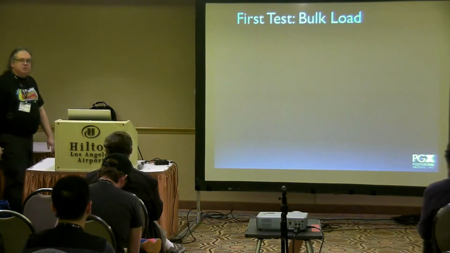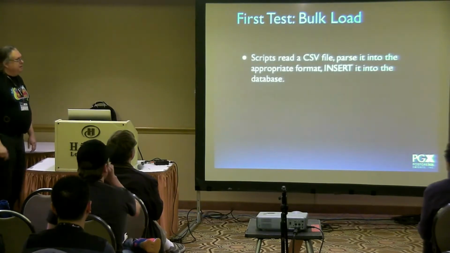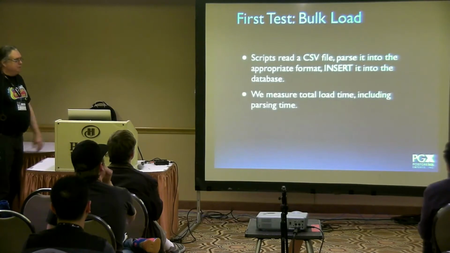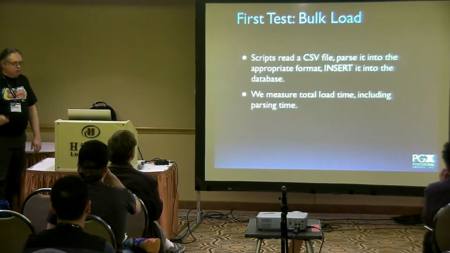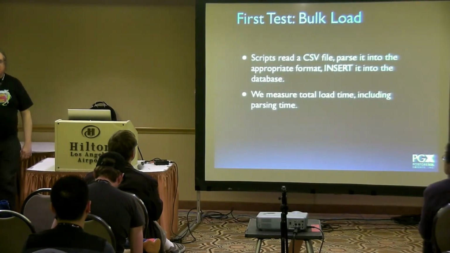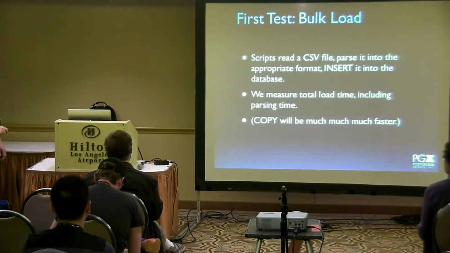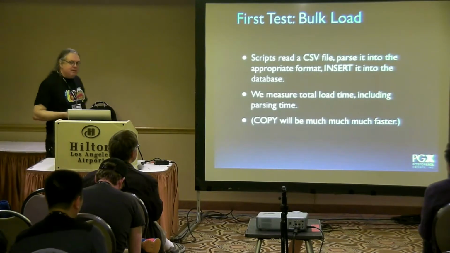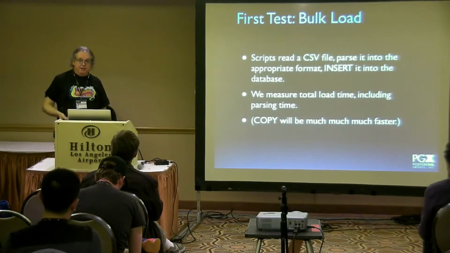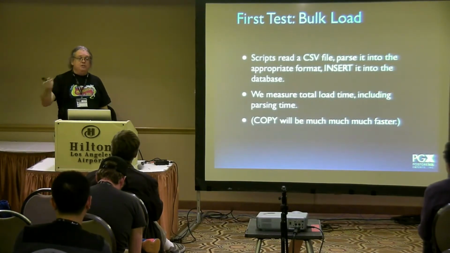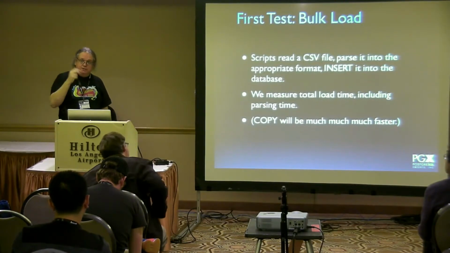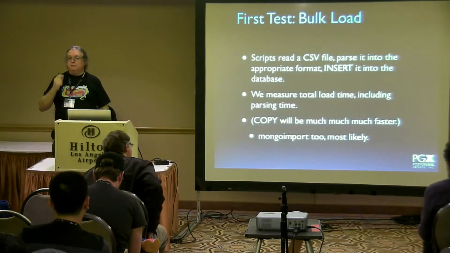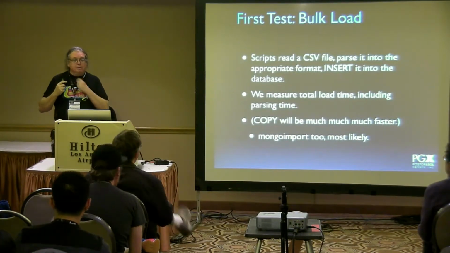Okay, the first test I did was to get these records into the database. It read a CSV file, parsed it into the appropriate format, and inserted it into the database. We measured total load time, including the time the Python script was running doing the parsing. I did inserts for Postgres, not COPY. COPY would be much faster here, but I wanted to pick up a record, stuff it in, pick up a record, stuff it in. And mongoimport, the equivalent for Mongo, would probably be much faster also.